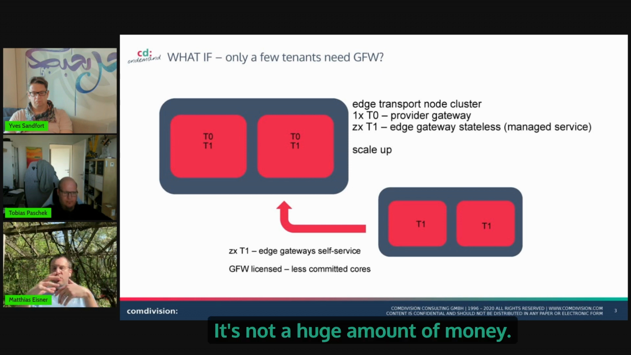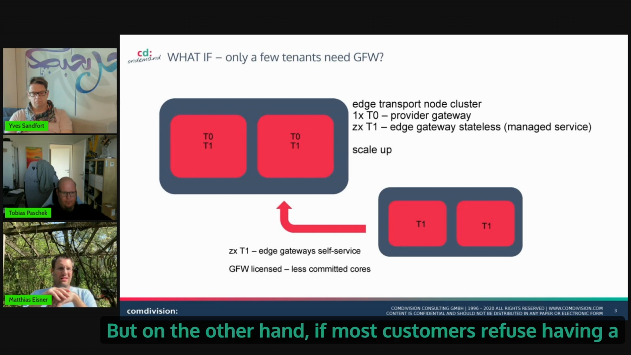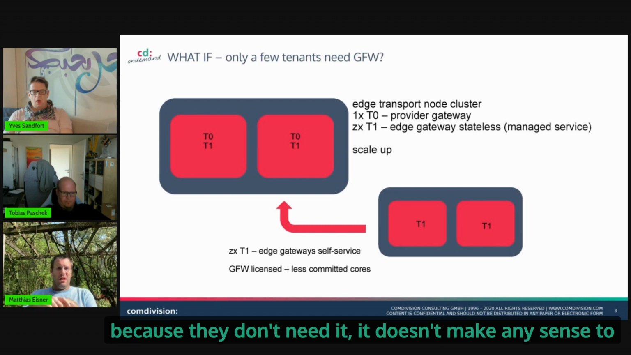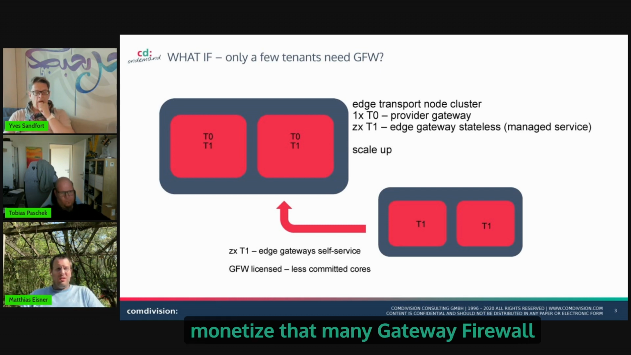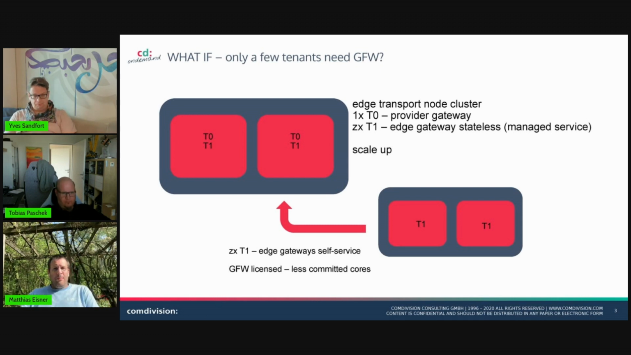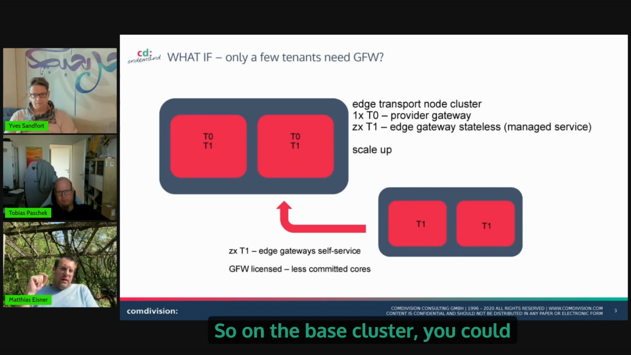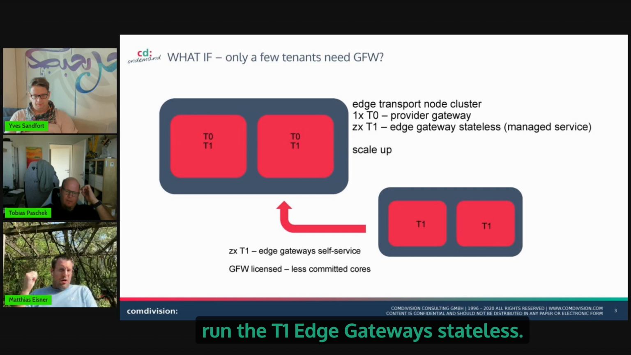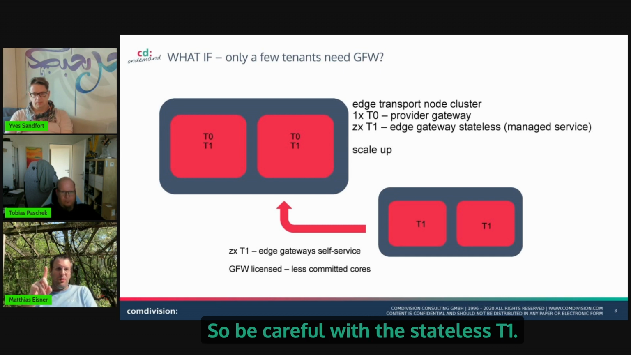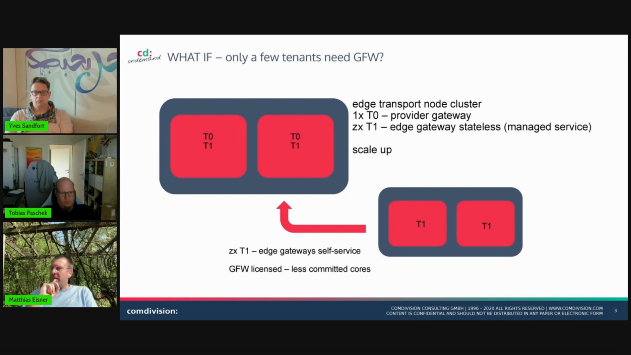It's not a huge amount of money, but on the other hand, if most customers refuse having a stateful gateway because of the firewall, because they don't need it, it doesn't make any sense to pay for it, because you can't monetize that many Gateway Firewall licenses just out of a few tenants. So on the base cluster, you could run the T1 edge gateways stateless, but that's a managed service. So be careful with the stateless T1.